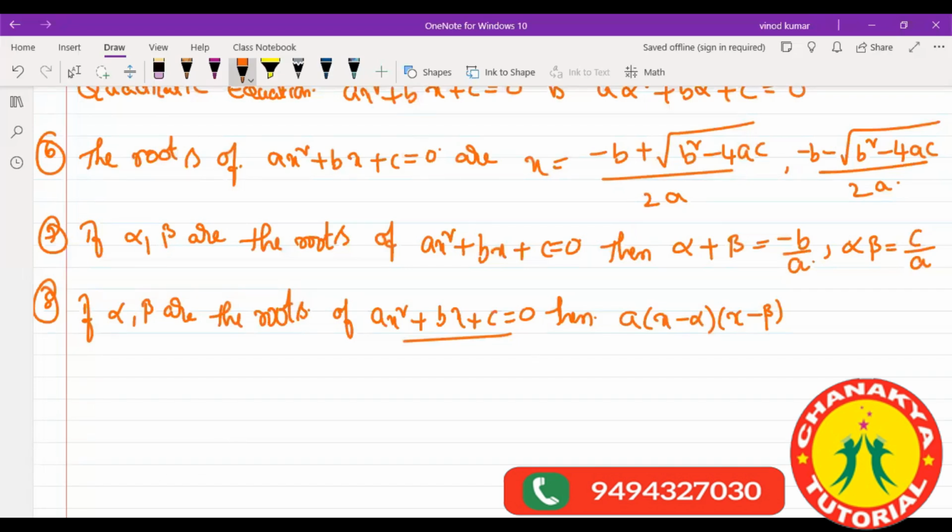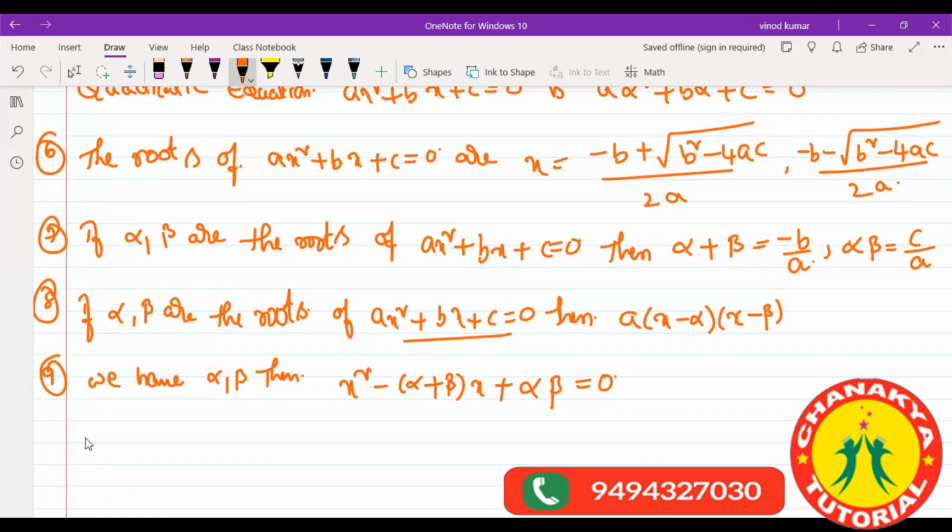The quadratic equation having roots alpha, beta. Then we can form a quadratic equation, either this or another formula, which is x square minus of alpha plus beta into x plus alpha into beta equal to 0. When we have alpha and beta directly, by using those values we will make one quadratic equation, that is x square minus of alpha plus beta.